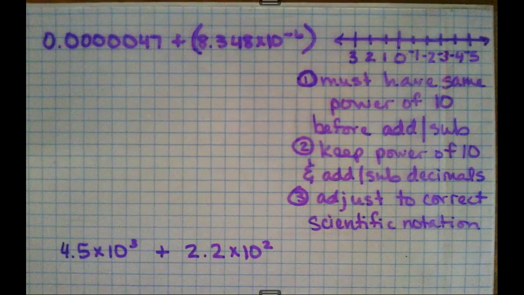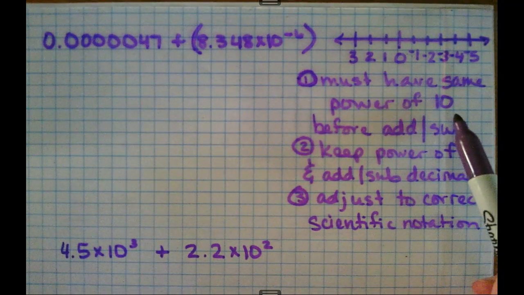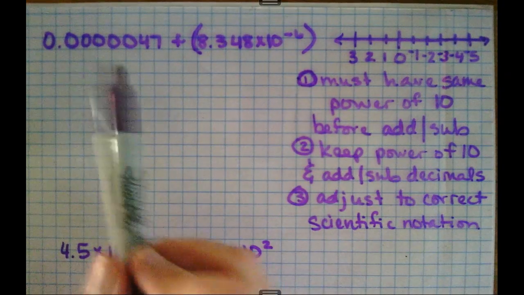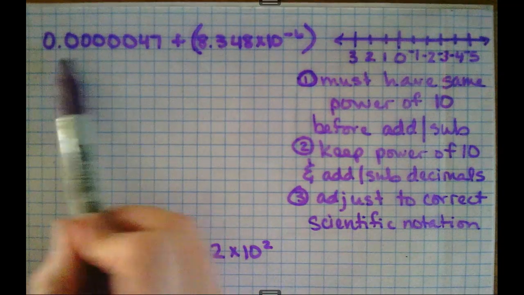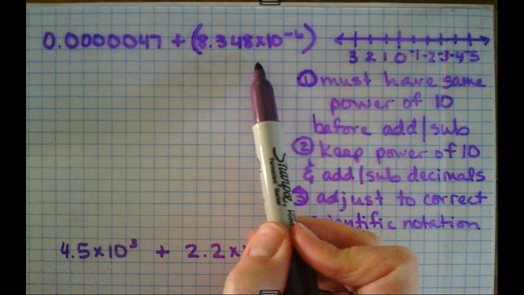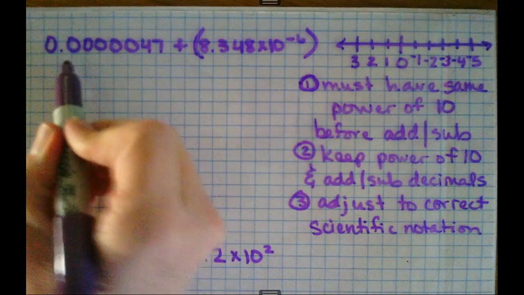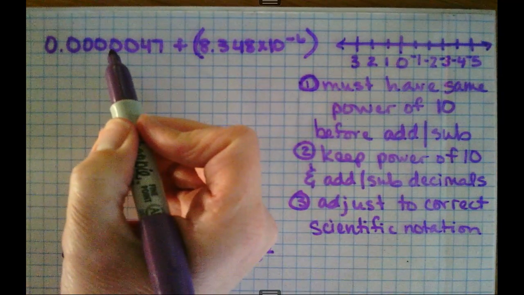In this video, we're going to review how to add numbers that are written in scientific notation. And the first thing we need to review again, that means they have to have the same power of 10 when we start. So if we look at this first problem, we have a decimal number and a number in scientific notation. So the first thing I'm going to do is rewrite this number in scientific notation and see where that gets us.